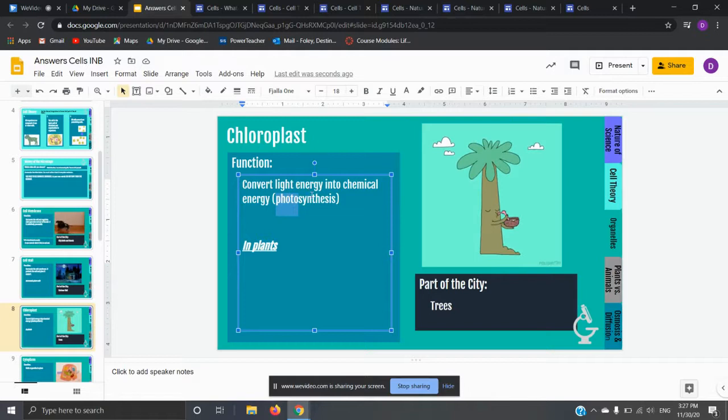And synthesis, if you synthesize something, you make something. So literally this word, if you were to break it down, means light makes. That's it. Photosynthesis just means light makes. So you convert light energy into chemical energy through photosynthesis in the chloroplast. The chloroplast is inside of the plant.